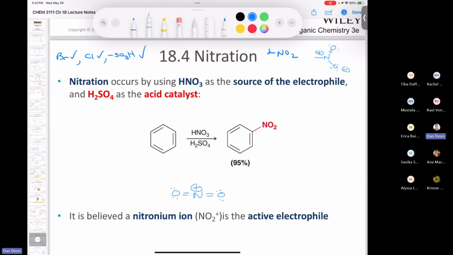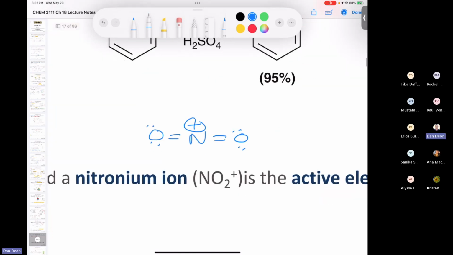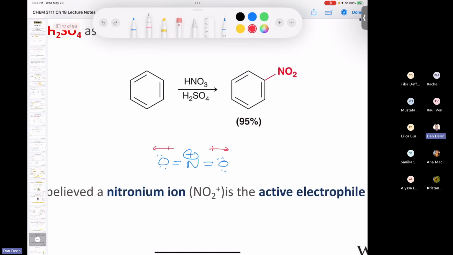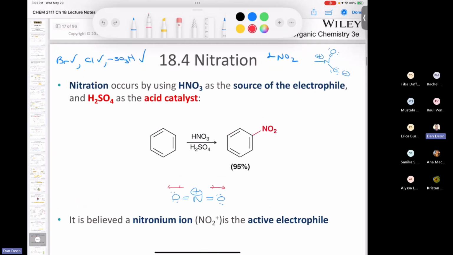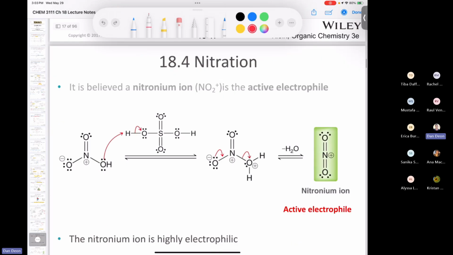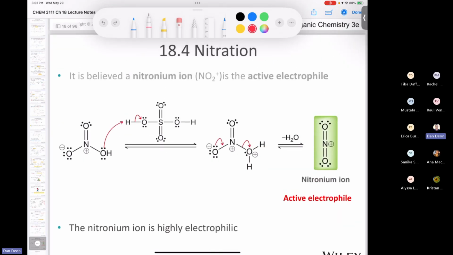Think about what I've just drawn here. This thing that's supposed to be an active electrophile. I mean, number one, you've got a positive charge on the nitrogen, so that's electrophilic enough. But then you've got a dipole going this way towards the oxygen and another dipole going this way. That means this nitrogen is super duper duper positive. So if you put that next to an aromatic ring, the aromatic ring is going to act like a nucleophile. I bet you it's going to form a sigma complex, and then we'll do a proton transfer to restore the aromatic ring.